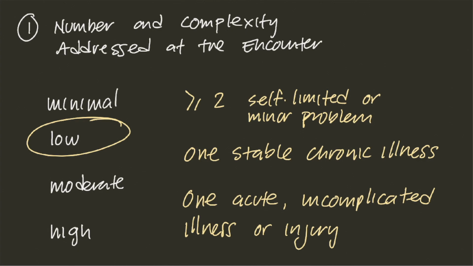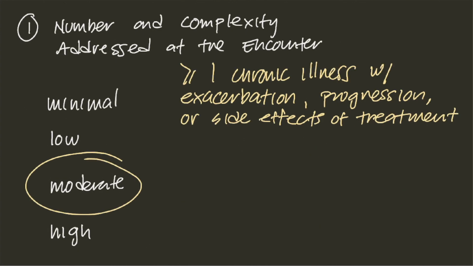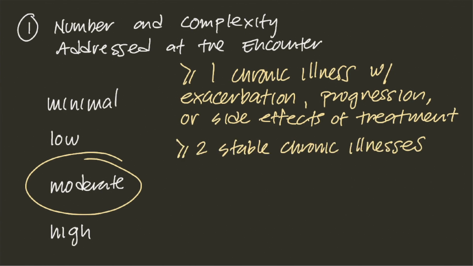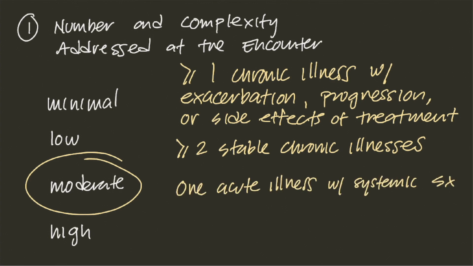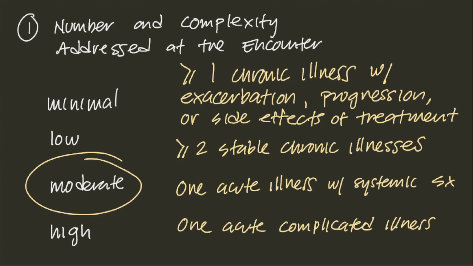Moderate complexity. One or more chronic illness with exacerbation, progression, or side effects of treatment. Two or more stable chronic illnesses. One undiagnosed new problem with uncertain prognosis, for example, a breast lump. One acute illness with systemic symptoms, for example, pyelo, colitis, pneumonia. One acute complicated injury, for example, head trauma with brief loss of consciousness.